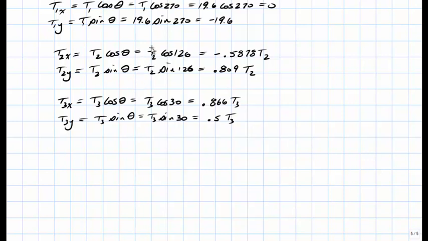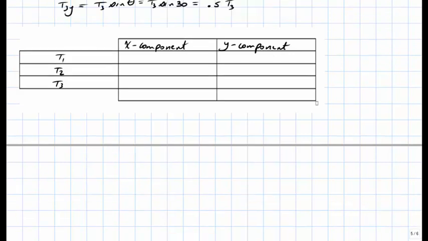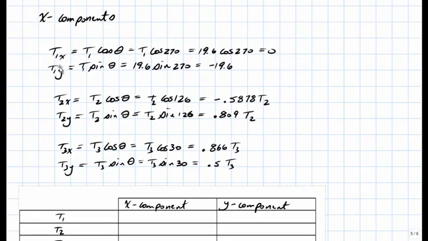Now there's a whole lot of information on this board, and what I'd like to do is to organize it within a chart. There's our chart, and now let's label the rows and the columns. This column will be labeled as T1, T2, and T3. And the top row will represent the x component and the y component for each of the tensions. Now, we noted earlier that the x component for T1 was right here, T1x equaled 0. By the way, I labeled this as x components, but we also calculated the y components, so let's adjust that heading to x components and y components.